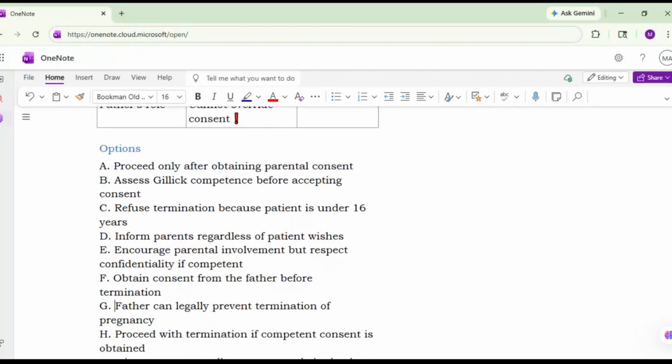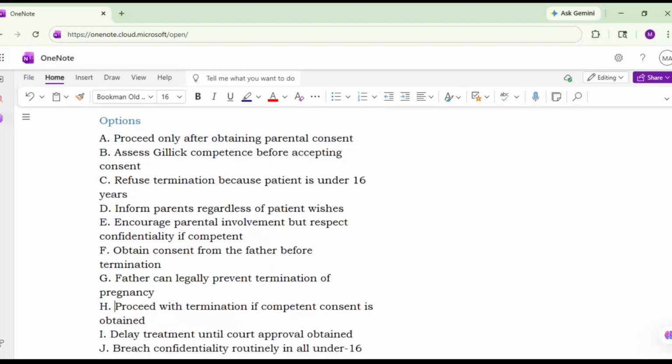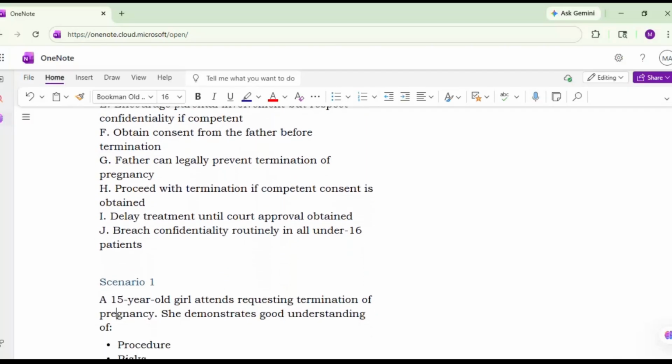E. Encourage parental involvement but respect confidentiality if competent. Or B. Inform parents regardless of patient wishes. And D. The patient doesn't want that and she is really competent. Then why not E? We should encourage parental involvement but respect.